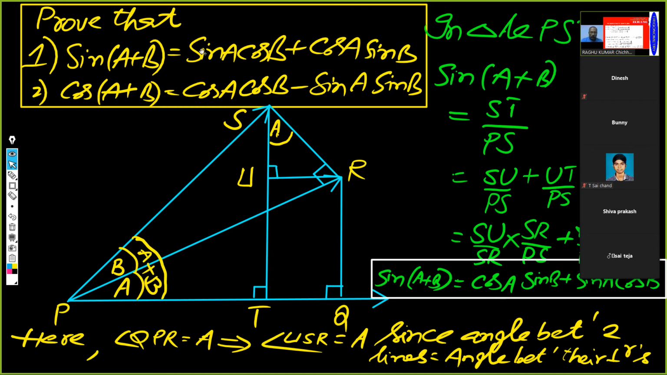Hello. Sai Teja, read the first one. Sin of A plus B is equal to sin A cos B plus sin A sin B. Read that properly. Sin of A plus B is equal to sin A cos B plus cos A sin B.